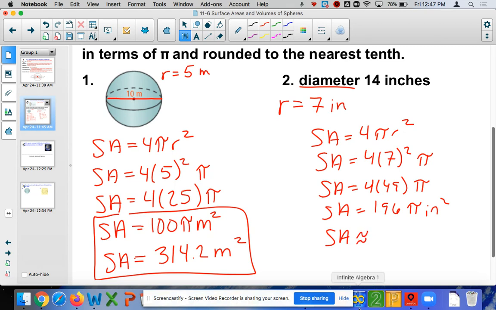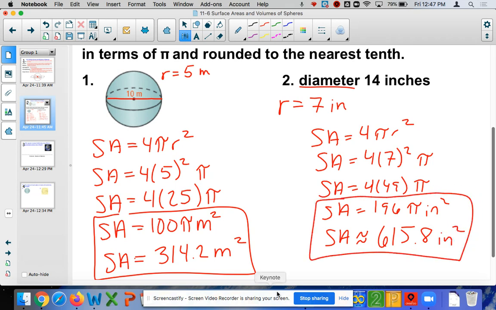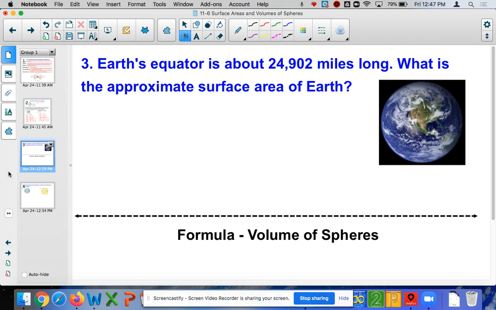And rounded to the nearest tenth, 615.8 inches squared. Hopefully you got the same thing that I did. If you need further explanation on that one, let me know. Here we got number 3. This one's a little bit tricky, but we're going to go ahead and walk through it.